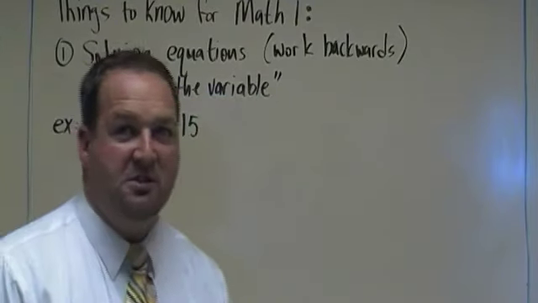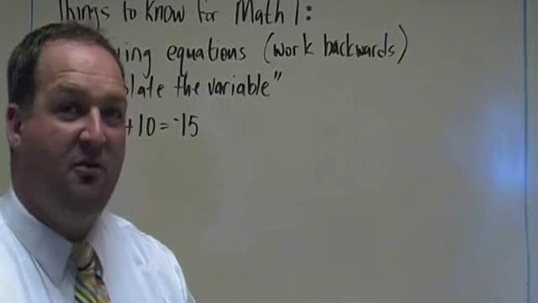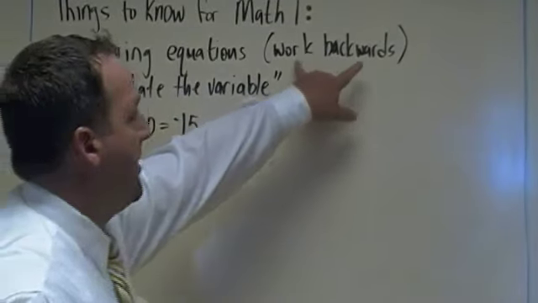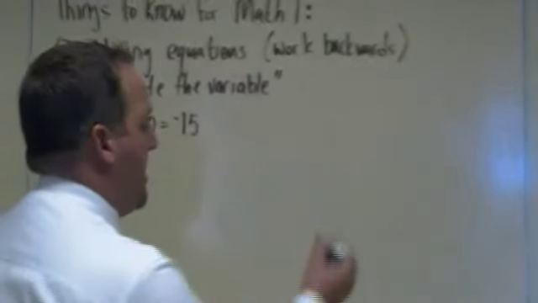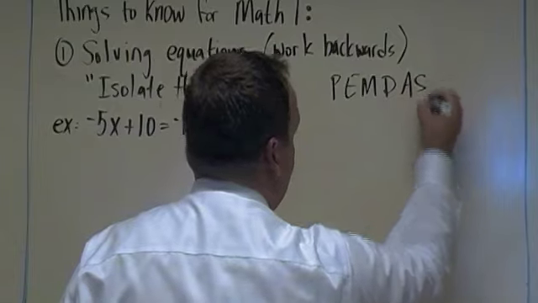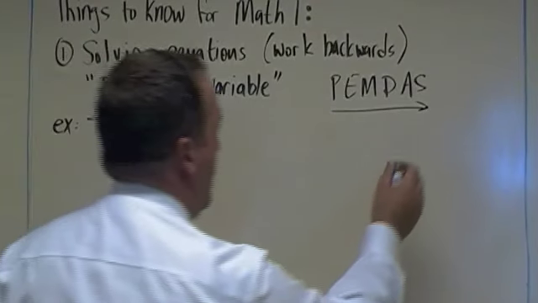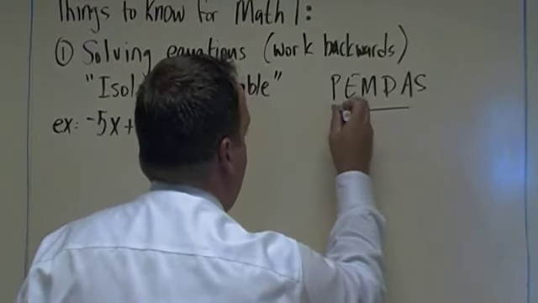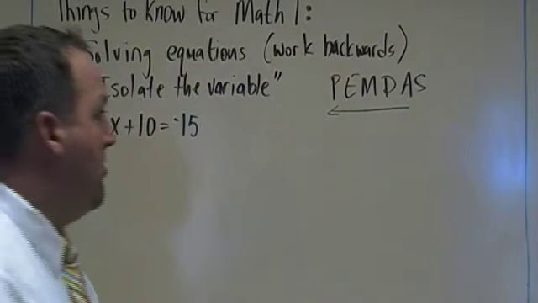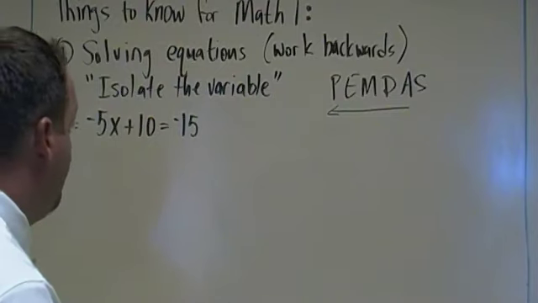To isolate something means to put something by itself. So if we're solving for x, we want to get x by itself on one side of the equal sign. And we do this by working backwards. We just talked about Please Excuse My Dear Aunt Sally. In essence, if we're solving equations, we want to work in the opposite direction, meaning we take care of our addition and subtraction first, then our multiplication and division, and then our exponents. We want to work backwards.